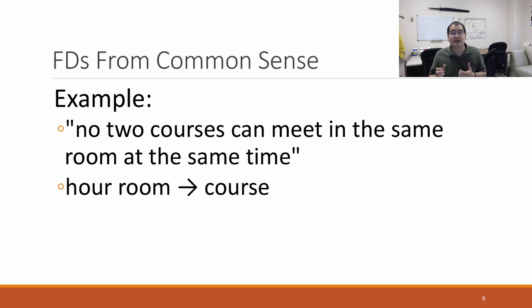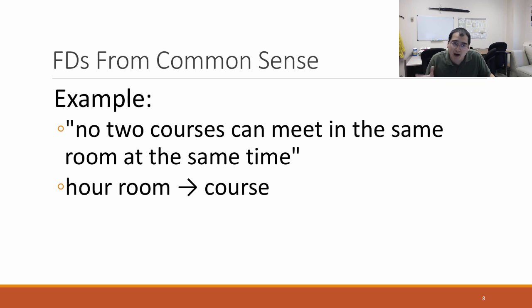Okay? So that means if I give you the hour and I give you the room, you can determine the course that is there. And there could never be another course that also has that same hour and that same room but has a different course. So we have the functional dependency here. Give you the hour, give you the room, I can determine the course that's being taught in there at that time.